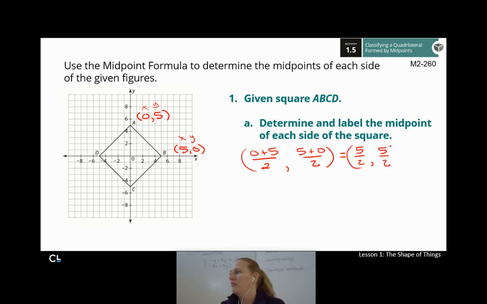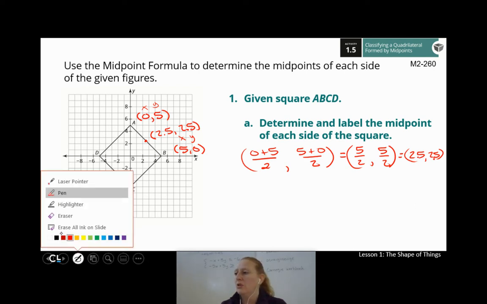If you're not loving the fractions, you are welcome to turn them into decimals. 5 divided by 2 is 2.5, 2.5. Sorry for the bad handwriting. There's a decimal there. So it looks like the midpoint of AB is over 2.5 and up 2.5. There it is. There's my midpoint at (2.5, 2.5). Did you keep going for the other sides?